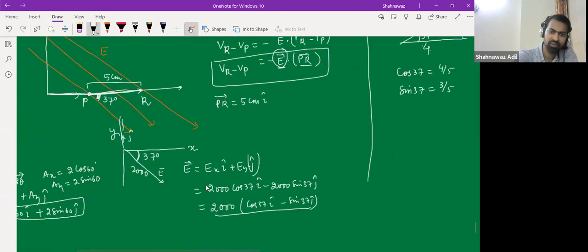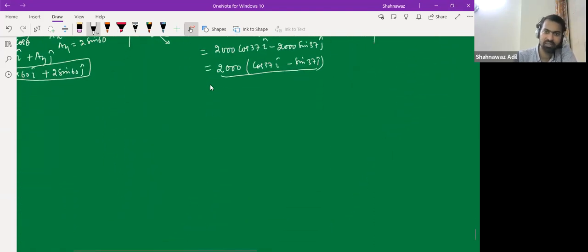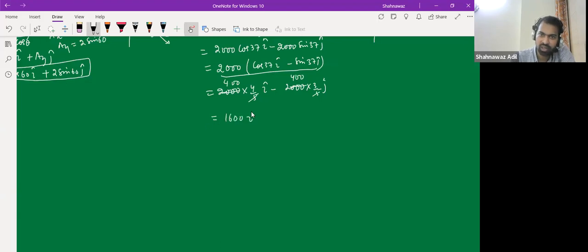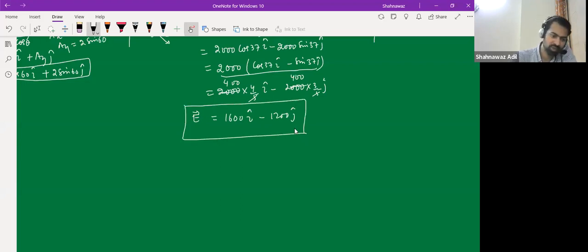Okay, so just remember this. Then we have 2000 into 4 by 5 I hat minus 2000 into 3 by 5 J hat. So this is 400, this is 400. So we will have 1600 I hat minus 1200 J hat. So this is the electric field.